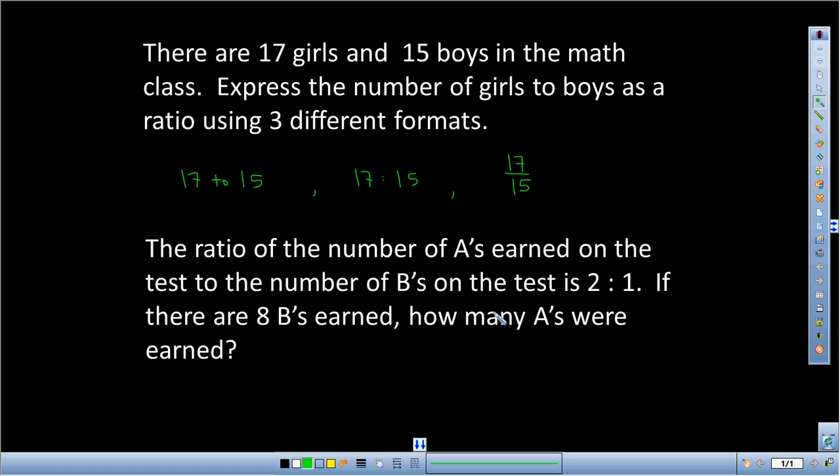Now if we were comparing boys to girls, those numbers would flip. It would be 15 to 17 instead of 17 to 15. So remember the order as you're writing your ratio.